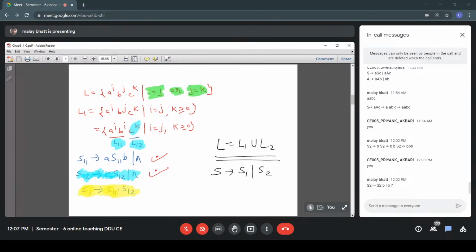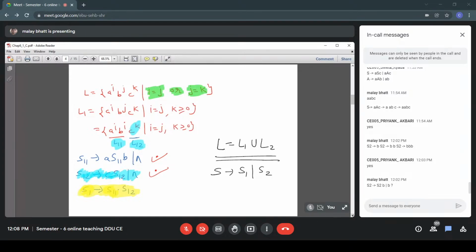And for L12, because it is the second part of the L1 language, we are giving the name L12. So for that, we take a starting symbol as S12, and for this S12, because we are generating C raised to K independently, it has no dependency on A or B. So we are writing C S12 or null. That's why we are writing C S12 or null.